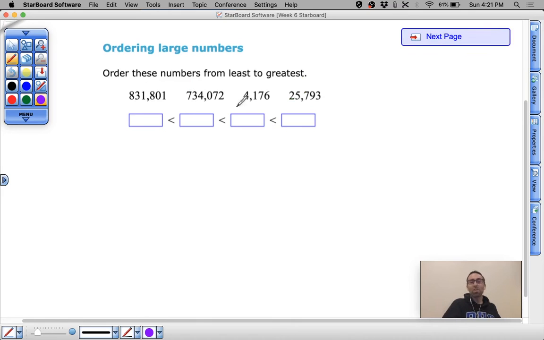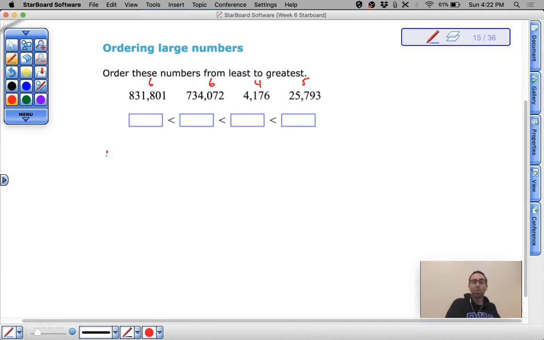All right, we're going to order these numbers from least to greatest. So I'm going to start by doing the same thing I did last time. I want to count the number of digits that there are here. So I have 1, 2, 3, 4, 5, 6. There's 6 digits on this one. I have 1, 2, 3, 4, 5, 6 on this one. 1, 2, 3, 4. So I have 4 in this one. 1, 2, 3, 4, 5 digits. So right off the bat, I know that 4 is my smallest.